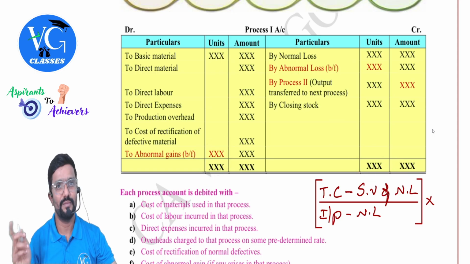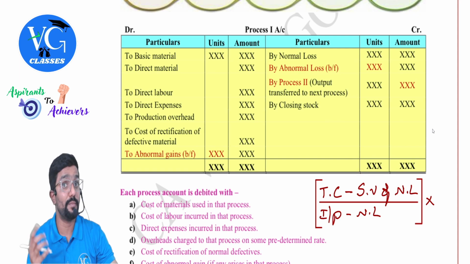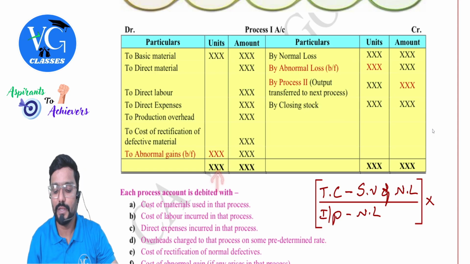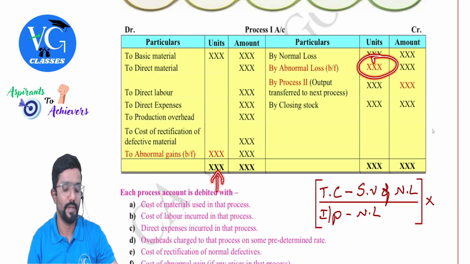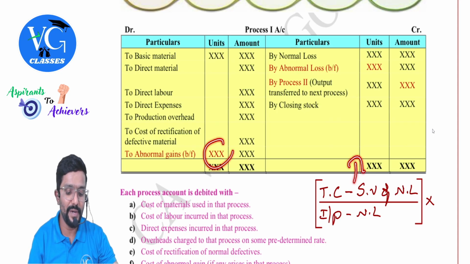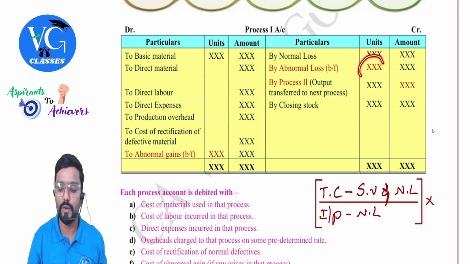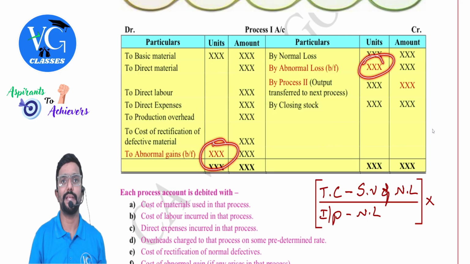Check which side is more. Majority of the time, the debit side might be more, but it may not always be. If the debit side is more, then on the credit side, abnormal loss. If the credit side is more, then on the debit side, abnormal gain. So in the units column, the balancing figure would always be either abnormal loss or abnormal gain.